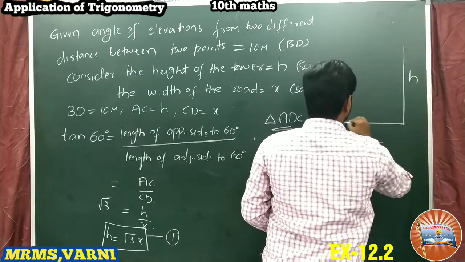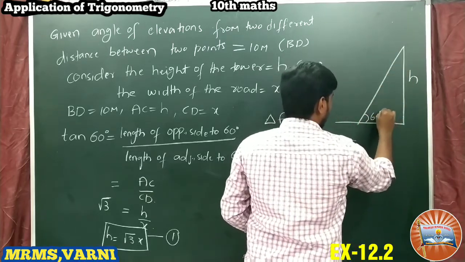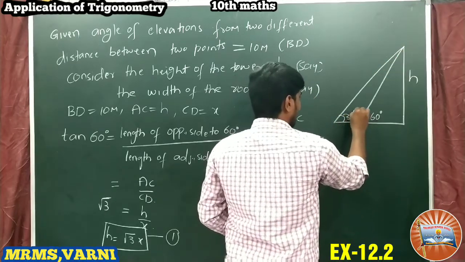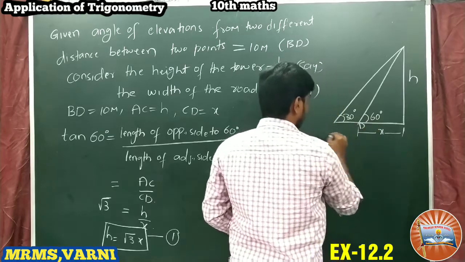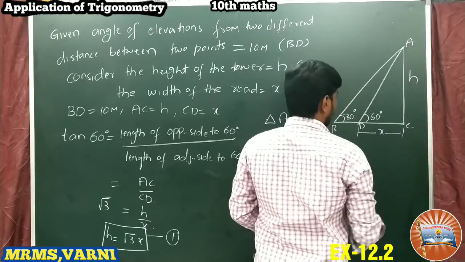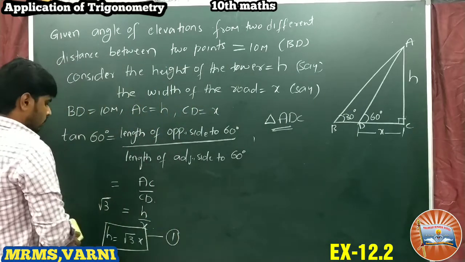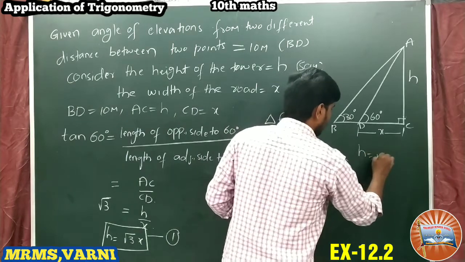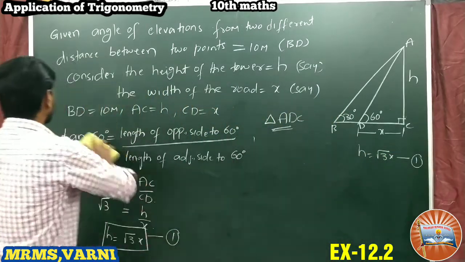And this is h, this is the 60 degrees angle, and this is a 30 degrees angle. This we have to find. This is x, and this is D, C, B and A. Okay, this is 90 degrees. Is it clear? Right. So h is equals to root 3x we got. Let us write down here, h is equals to root 3x. It is equation 1.